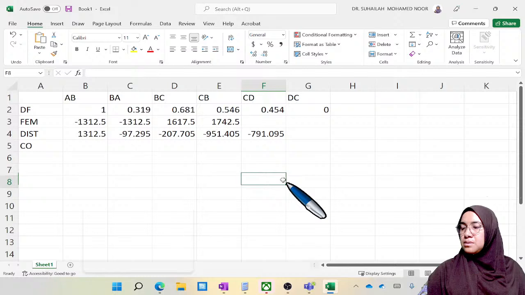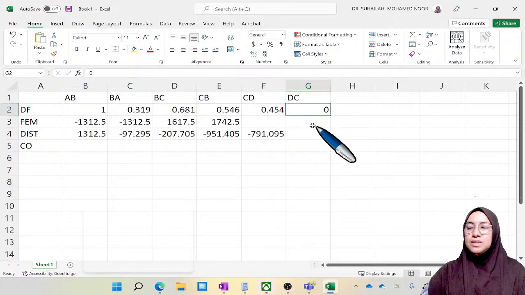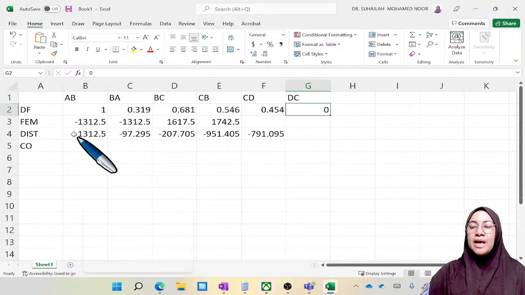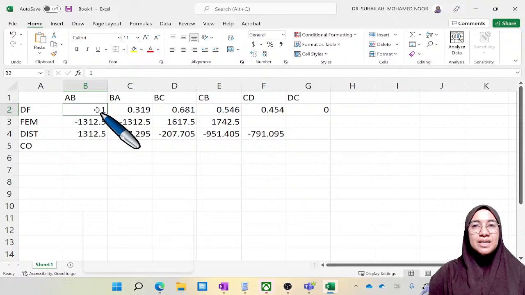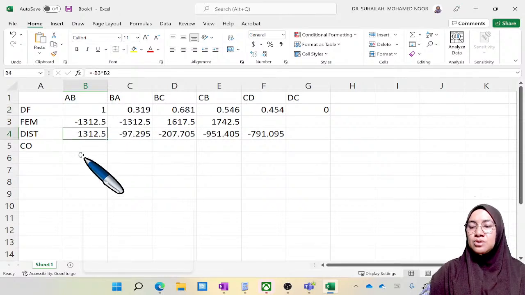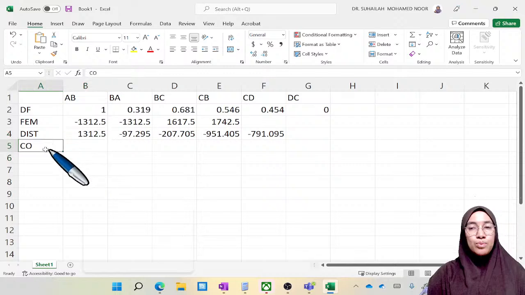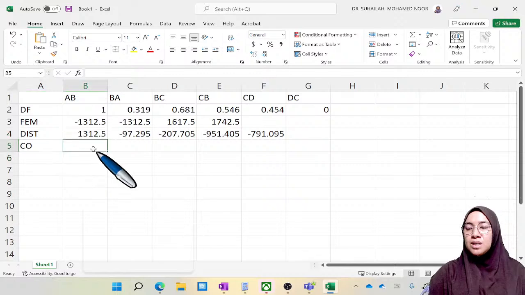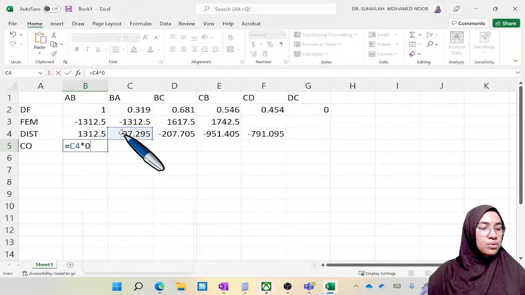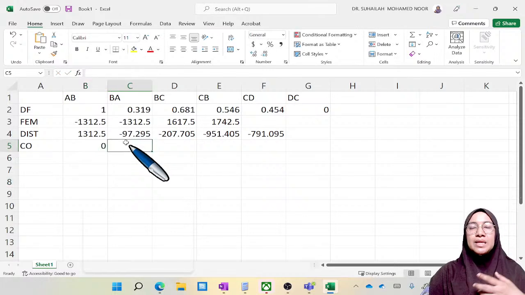Okay, this is 0 because the factor is 0. If there is the value, also get 0 because the factor is 0. For A, it is different because the factor is 1. The factor is 1 and we have FEM here, so we have to find the joint moment times with factor, so we get positive 1312.5. Okay, so for the carryover, this is equal to times with 0. So we get 0. So the rest we times with 0.5.